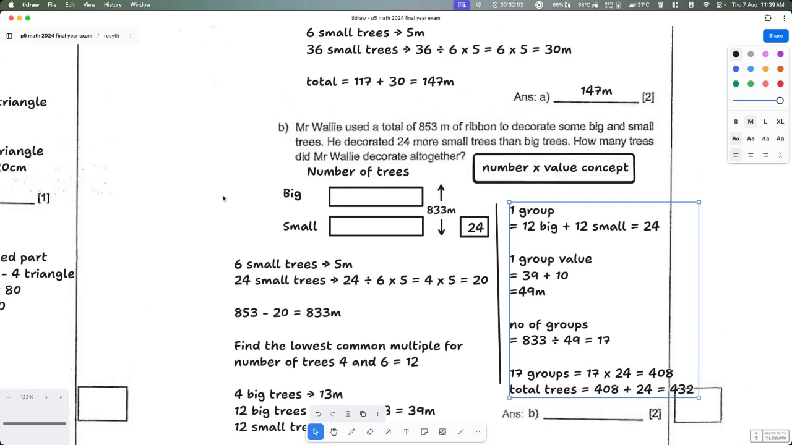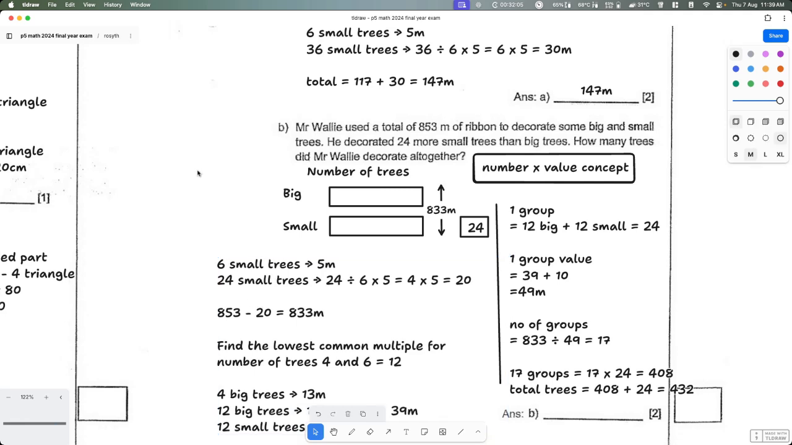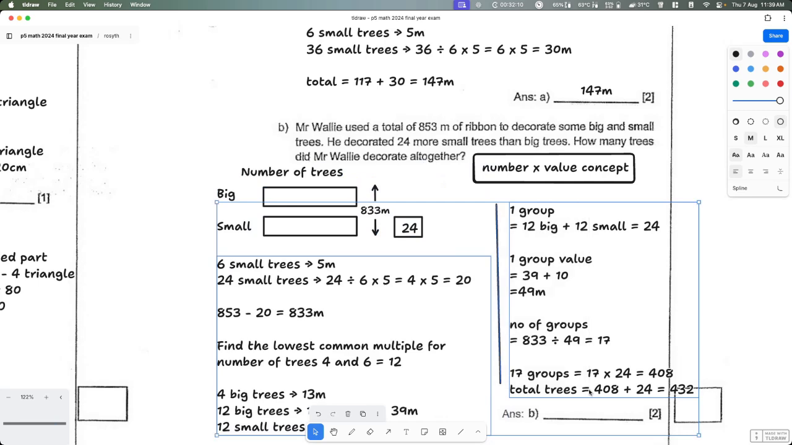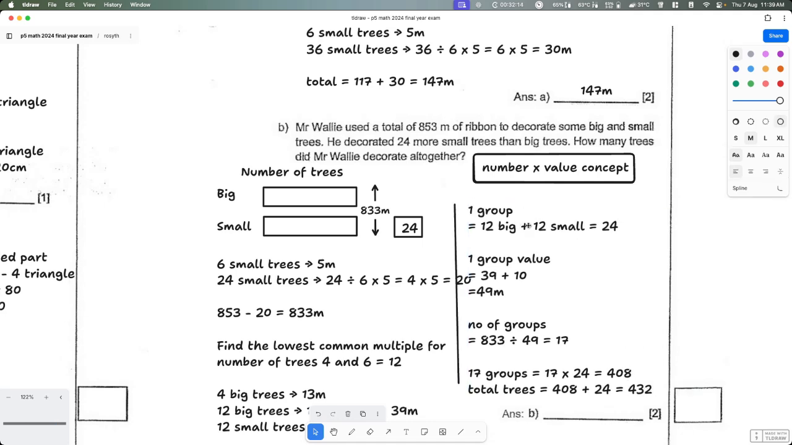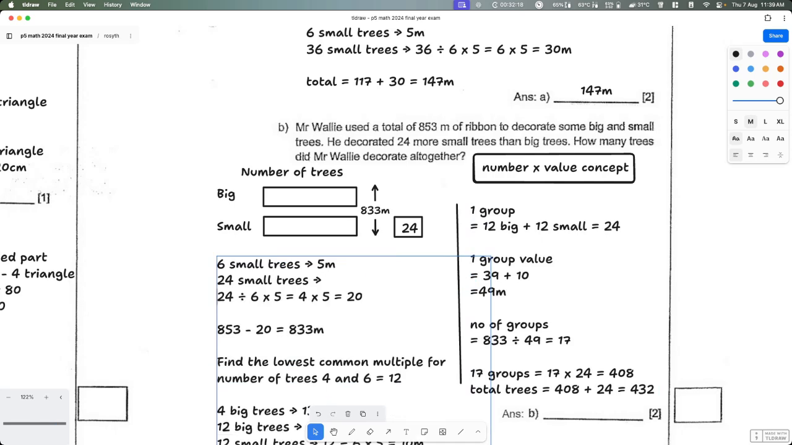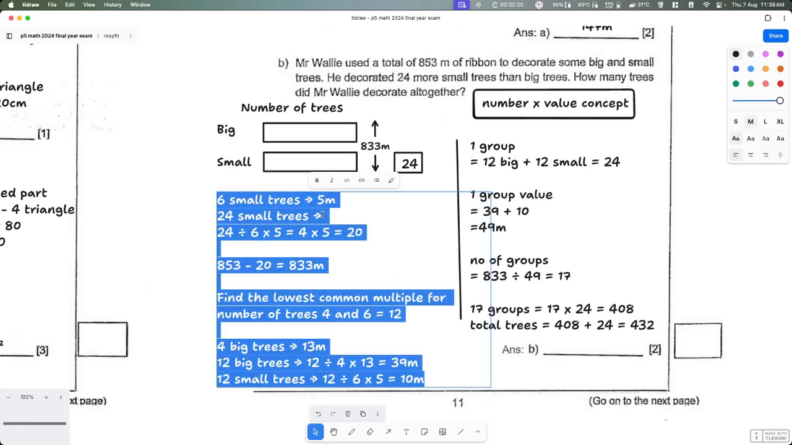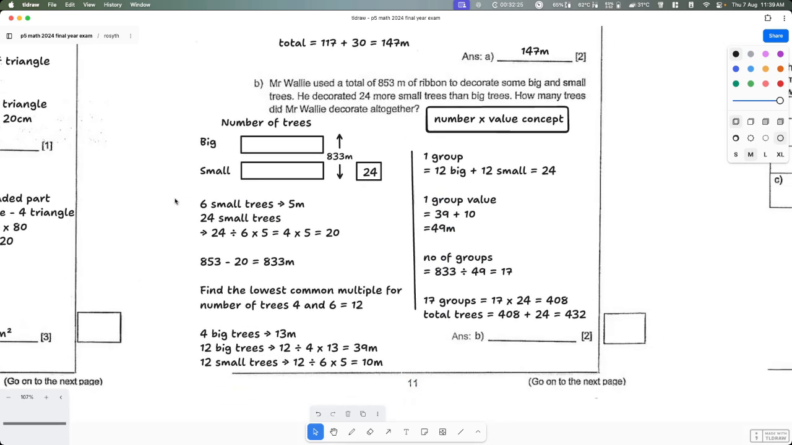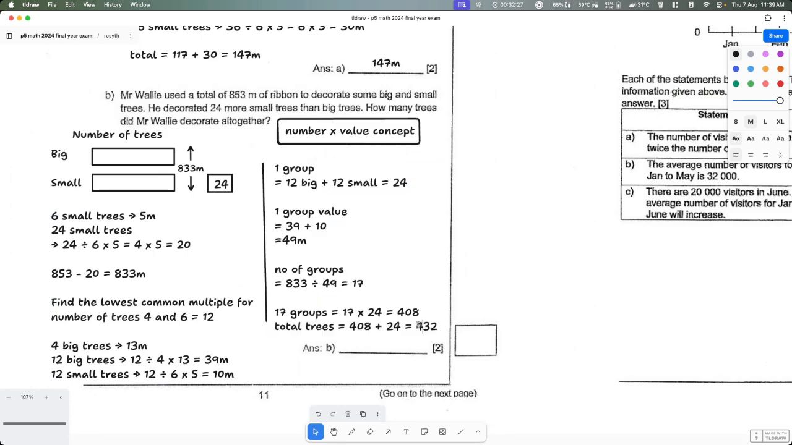All right, so that's about it. Hopefully this is the number x value concept, and hopefully this makes sense in this case over here. Let me just put this like this instead. Okay, so let's move on to the next question. Question, so 432 at the bottom.